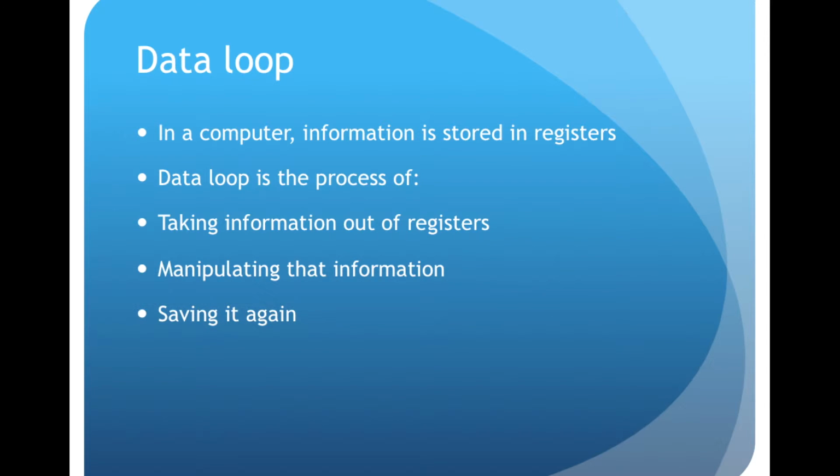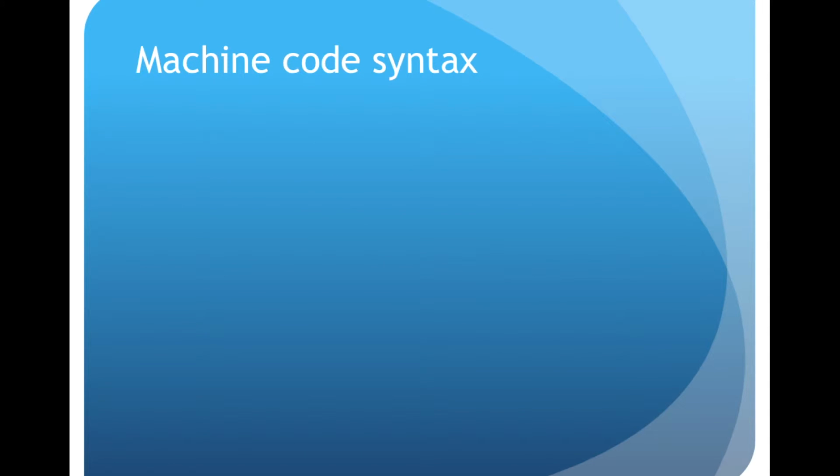And you might send it through an adder or an ALU in general, but we're not talking about that in this series. But this general process is known as a data loop. Why is this significant? Well, it has everything to do with machine code syntax, because all of machine code syntax is based around this data loop. What I mean by this is that each instruction is going to represent one data loop, so one state where information gets read out of the registers, gets manipulated, and gets saved back in to the registers. And each instruction is going to represent this.